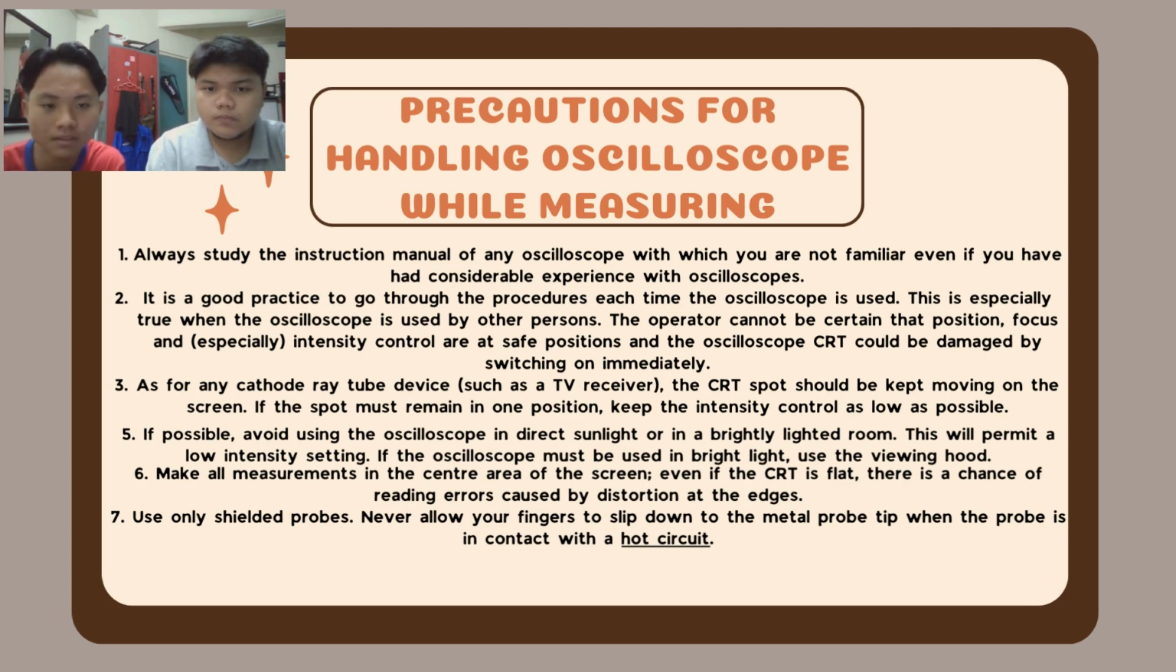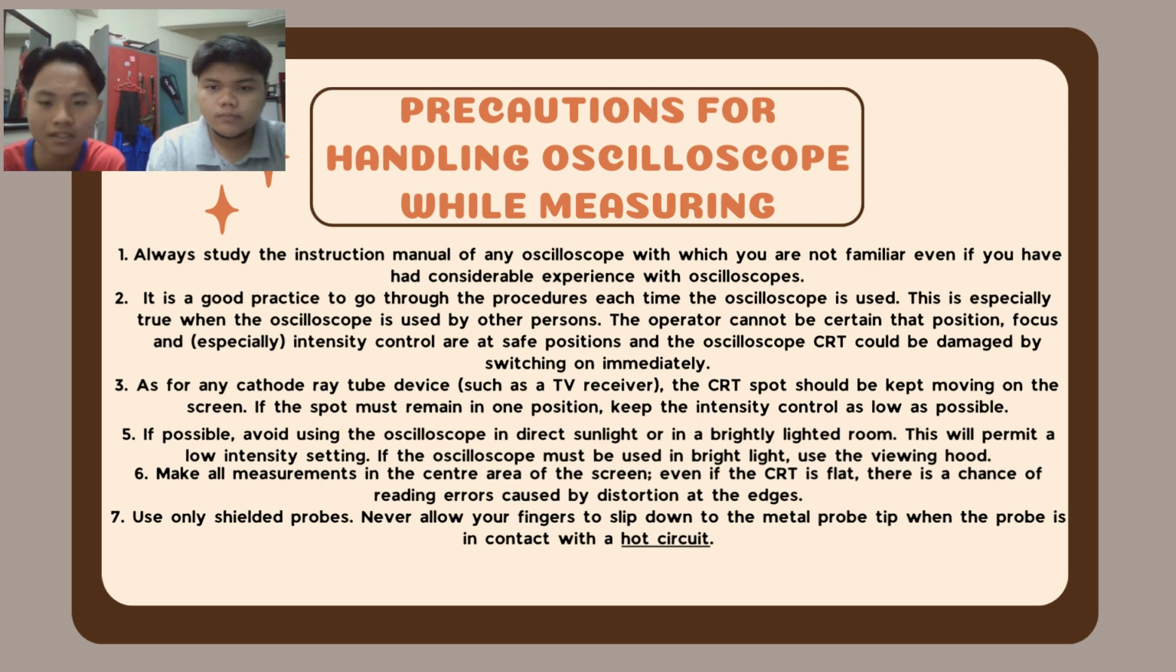The operator cannot be certain that position, focus, and especially intensity control are at safe position, and the oscilloscope CRT could be damaged by switching on immediately. Number three, as for any cathode ray tube device such as a TV receiver, the CRT spot should be kept moving on the screen. If the spot must remain in one position, keep the intensity control as low as possible.